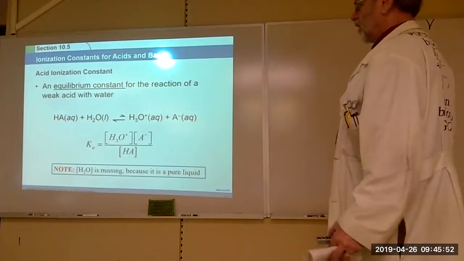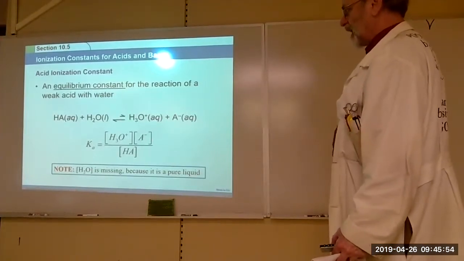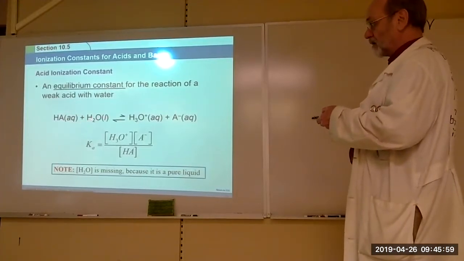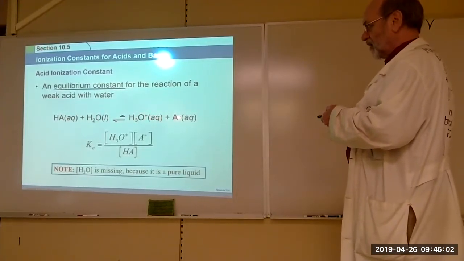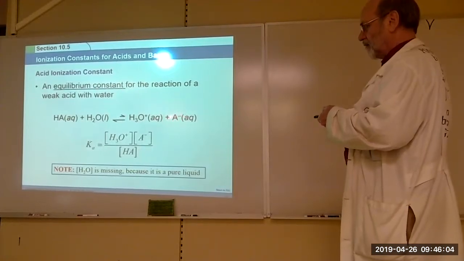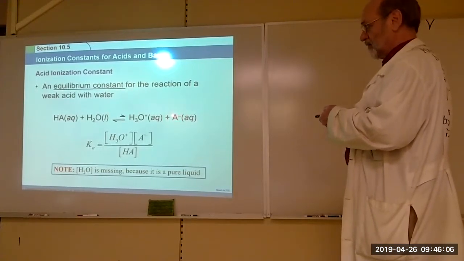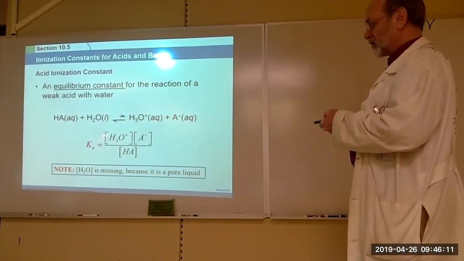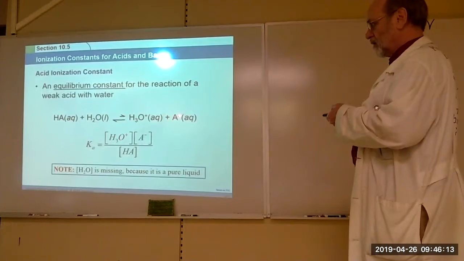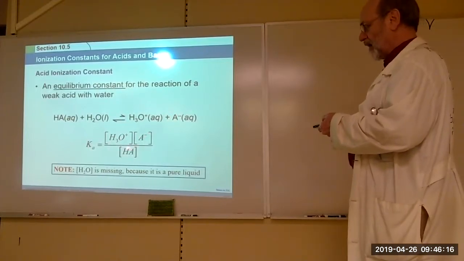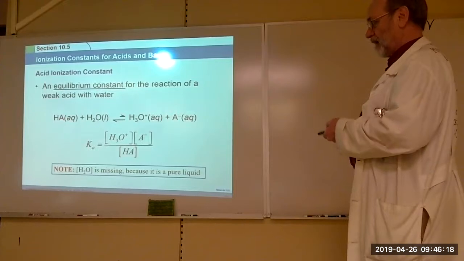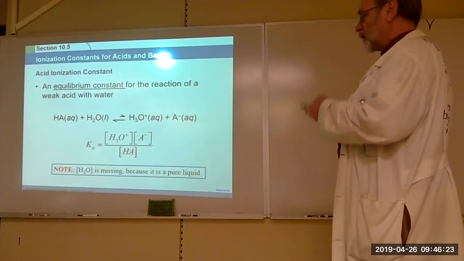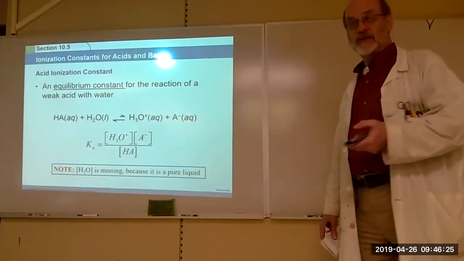Okay, when we describe the equilibrium constant for an acid, the proper way, of course, is to react it with water, produce the hydronium and the conjugate base, and then construct the equilibrium expression as hydronium times conjugate base divided by acid. Okay. Now that's a valid equilibrium expression for a weak acid.